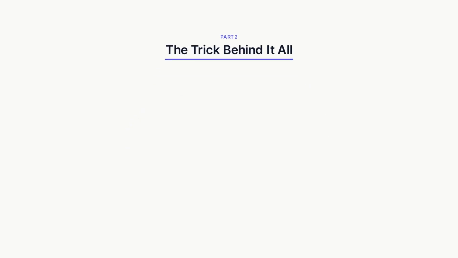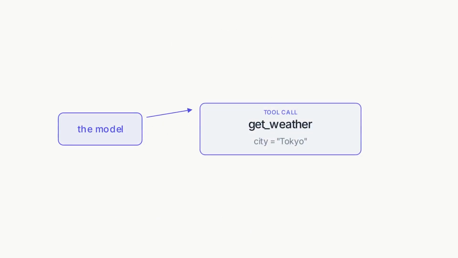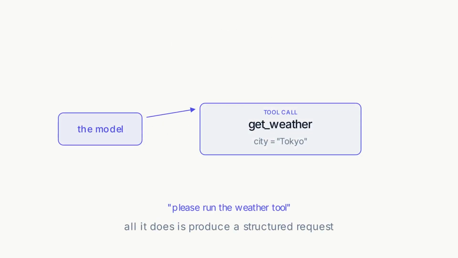It's tempting to imagine the model reaching out and running the tool itself, but that's not what happens, and the real mechanism is cleverer and safer. When the model decides it needs a tool, all it actually does is produce a special piece of text, a structured request that says, in effect, please run the weather tool with the city set to Tokyo. That's it. The model doesn't fetch anything, it just asks.